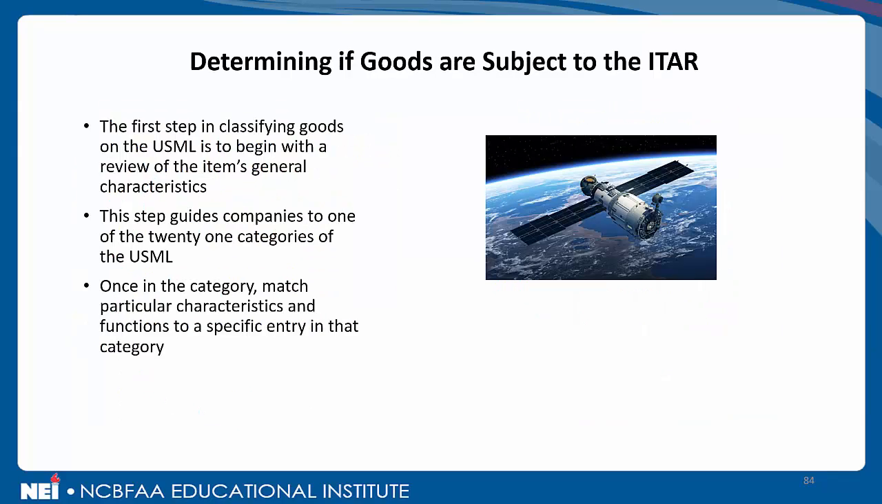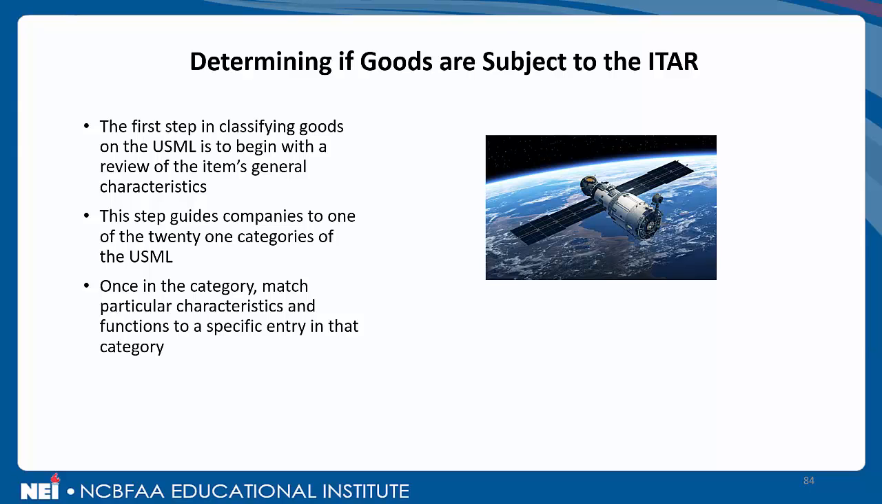So returning to the topic of determining if goods are subject to the ITAR, once we make a determination, be it through a CJ request or order of review tool, we need to be able to classify goods within the USML. That's what we're talking about here. So we're going to assume that our articles are indeed subject to the ITAR. Let's get into some classification activity now.